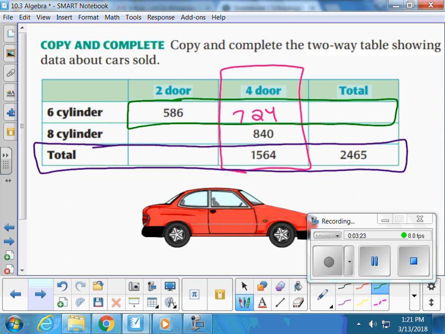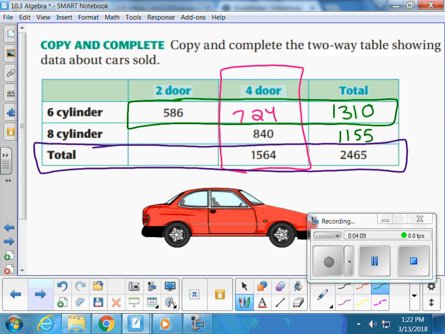What do we want to do, Gabe, green or blue? Green, all right. So if we're going to do our total in our green row, our 6-cylinder row, we're going to do our 586 plus 724. 1310. What do we want to do next, Gabe? This one? All right, so we would do 2465 minus 1310, and that would give us our 8-cylinder total. Did you guys get 1155?